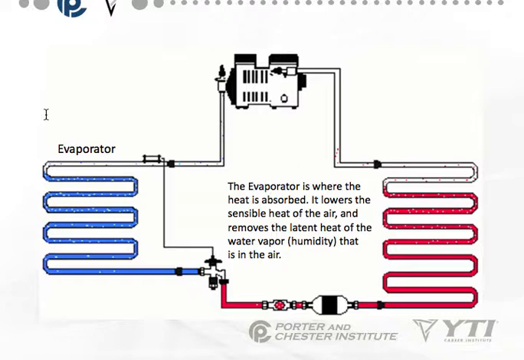Okay, so we boil off the refrigerant in the evaporator by using the heat of the space surrounding the tubes. And because we wanted a really cold environment, that's why we have to lower the pressure with the metering device to cause that low pressure, low temperature environment.